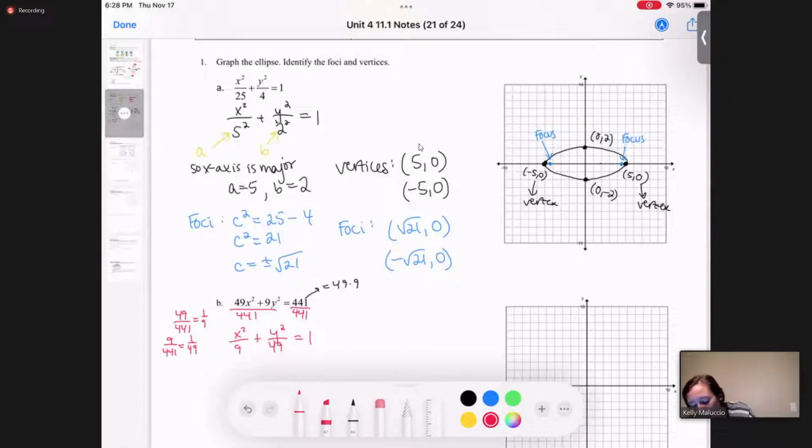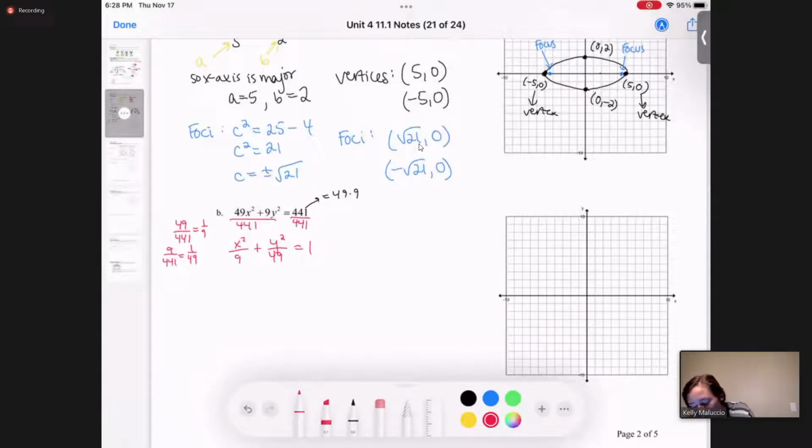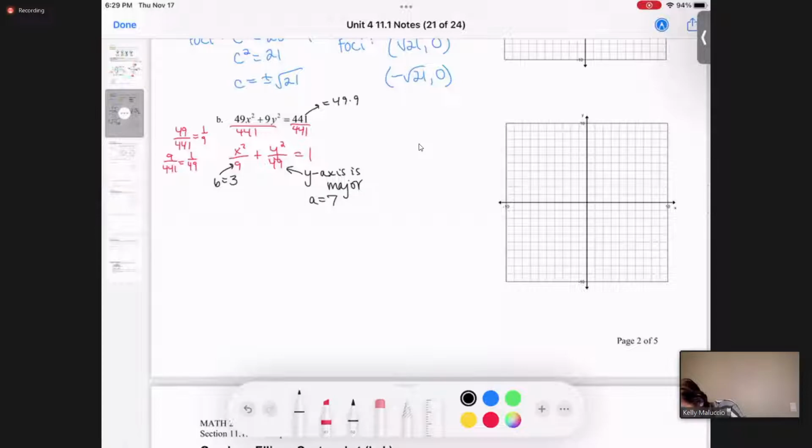And what does this tell me? Well, 49 is bigger than 9. Therefore, the y-axis is the major axis. Right? And a equals square root of 49, which is 7, and b equals 3. We don't really care so much about b, but we like to get that too. So now I can graph 0, 7, 1, 2, 3. So this is 0, 7, and then 0, negative 7. And remember, these are all ellipses centered at the origin.